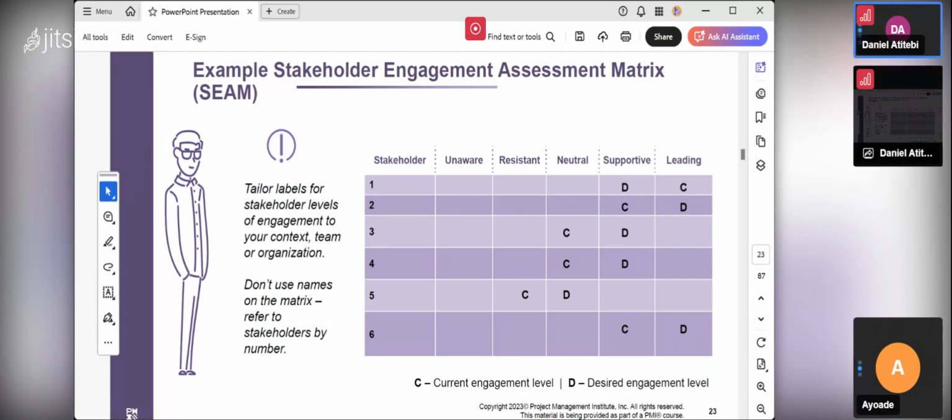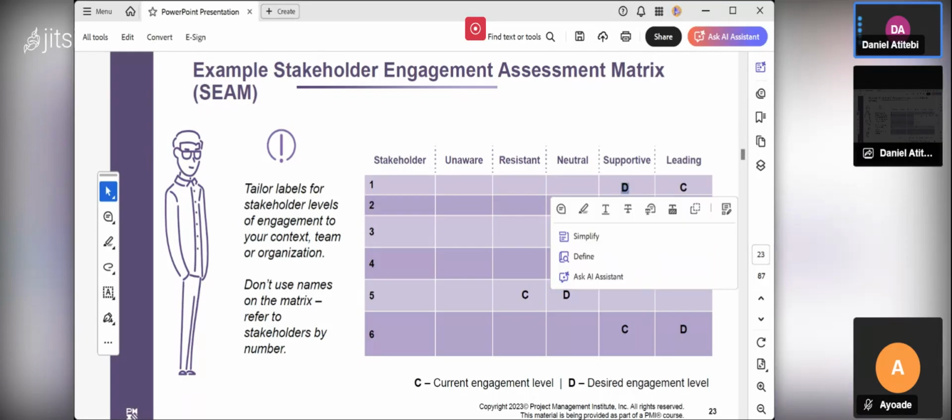Okay, let me capture it to you. You are a project manager, you create this document. You call it stakeholder engagement assessment matrix. Look at the number one here. This stakeholder, they didn't put the name there for purpose of security. I don't want the information to roll out. This stakeholder number one here is leading. Can you see?